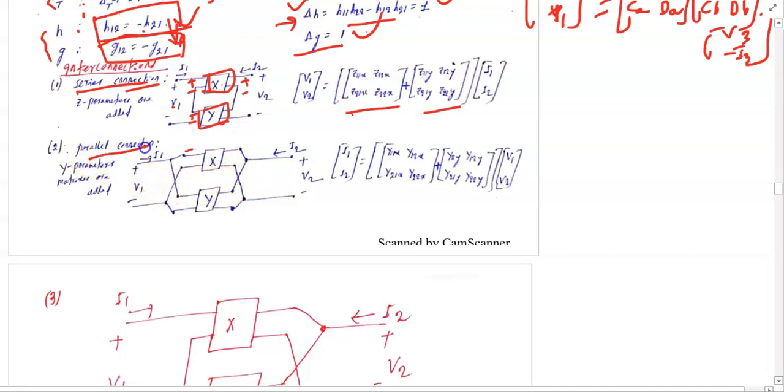How to identify the parallel connection? The same voltage is applied across both the networks. You can see V1 appears here also, V1 here also, V2 here also. That means this is a parallel connection. So Y parameters are added. Individual Y parameters are added to get the overall Y parameters.